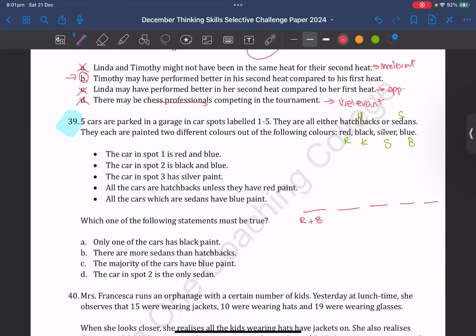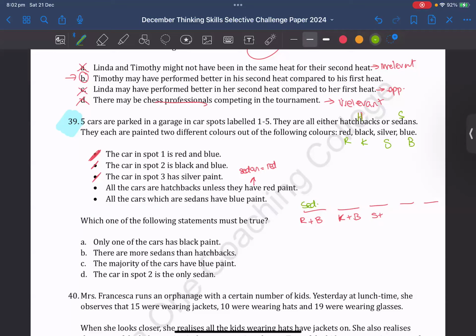I'm noting down the colors as I go. The car in spot 2, I'm going to tick this off as I finish. I've written that down. The car in spot 2 is black and blue. The car in spot 3 has silver paint, so it's silver plus something else, we don't know. All the cars are hatchbacks unless they have red paint. So I know that all the sedans have red paint, which means that this must be a sedan.